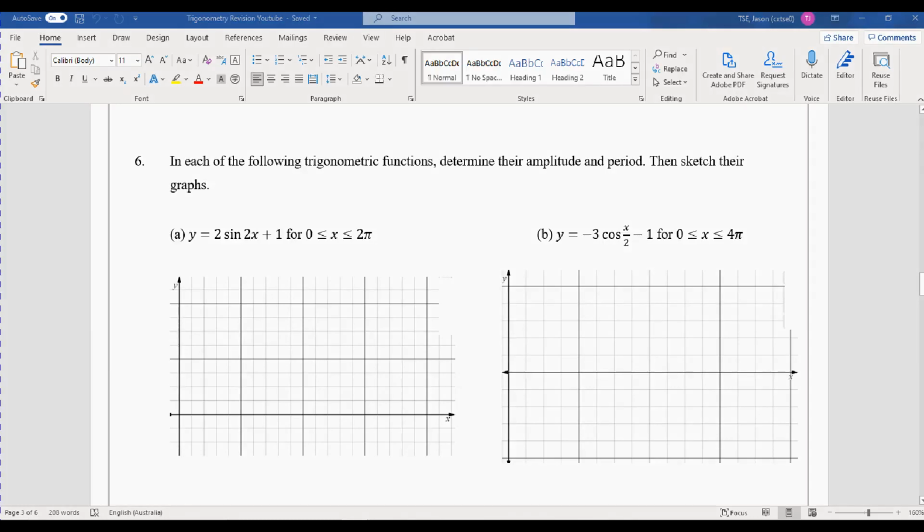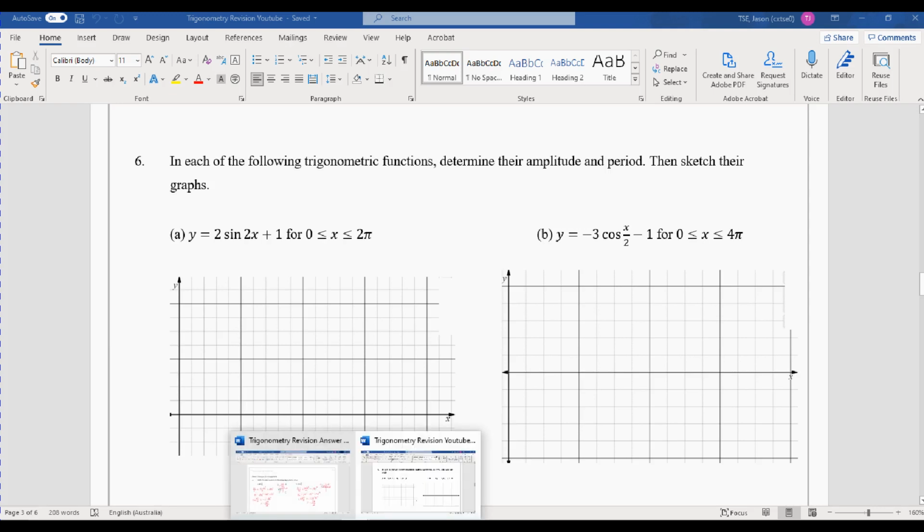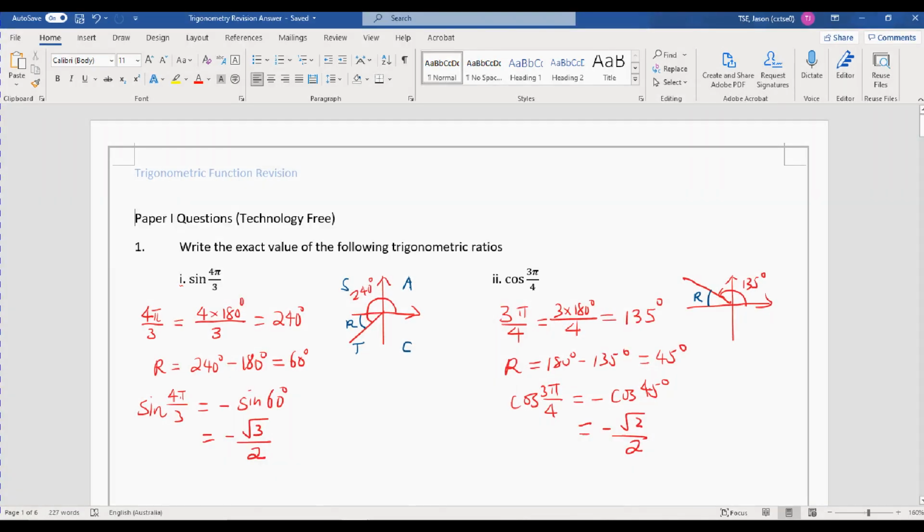Okay, guys, this video is for the revision of trigonometry functions. We're going to do some revisions on the graph sketching. But before we start, let me show you some of the solutions in the trigonometry revision exercise I gave you.